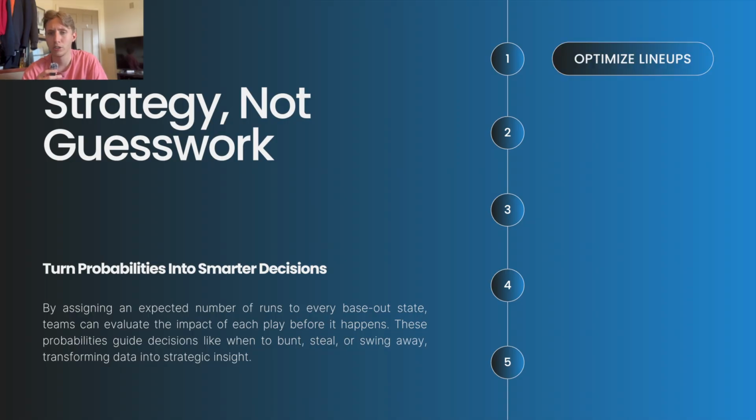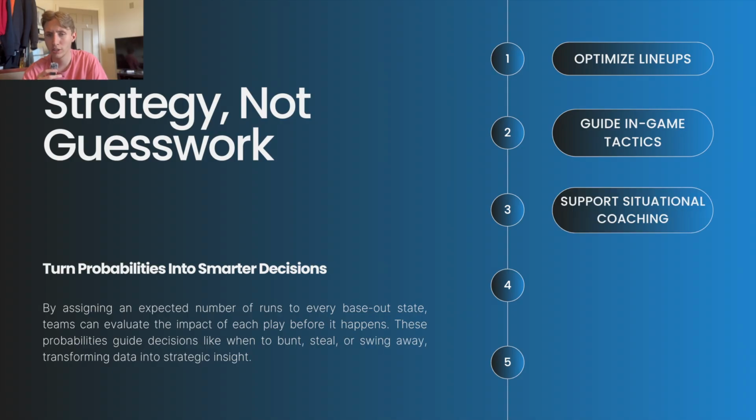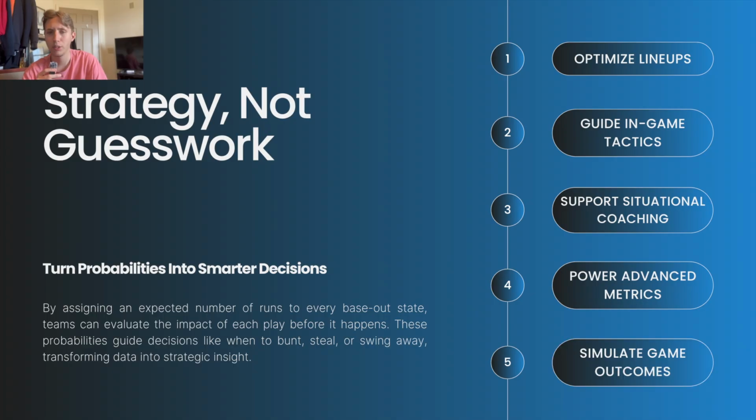Optimize lineups by understanding who performs best in high run expectancy situations. Guide in-game tactics like when to bunt, steal, or pinch hit. Support coaching decisions by turning situations into known values. Power advanced metrics like RE24 or WPA. And simulate full game outcomes using these base out probabilities. It's not guesswork anymore. Instead, it's probabilistic decision making.